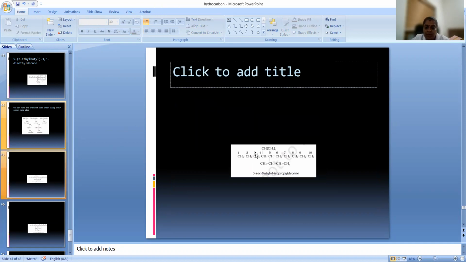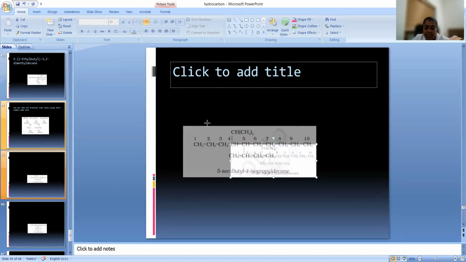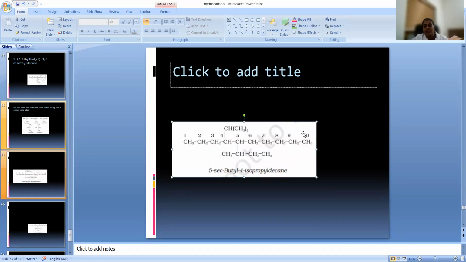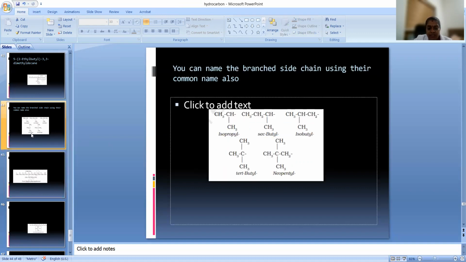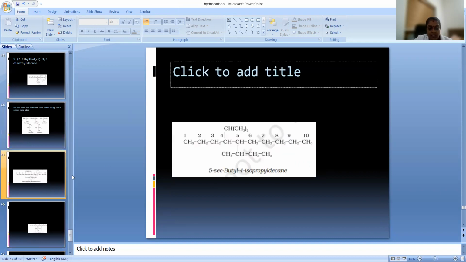So in this particular example, you can see that we are numbering 1, 2, 3, 4, 5, 6, 7 like that. And here you can see that a branch is there at the fifth position. So that is secondary butyl. We have seen from the figure that secondary butyl means one CH3 group and another CH2CH3 group, and here is the point of attachment. The same thing you can see here also. Yes, here CH3, here CH2CH3 is there. So that is called a secondary butyl.